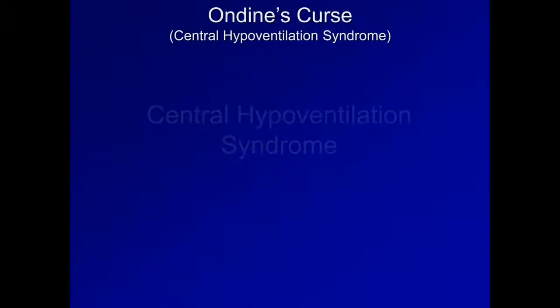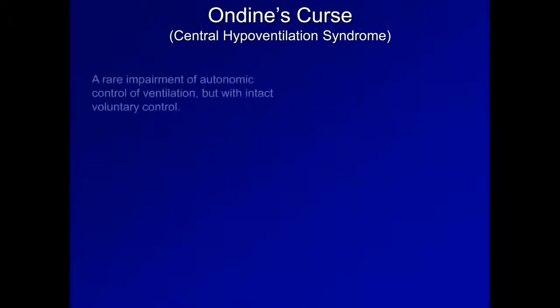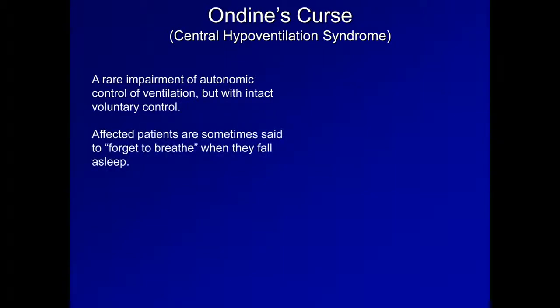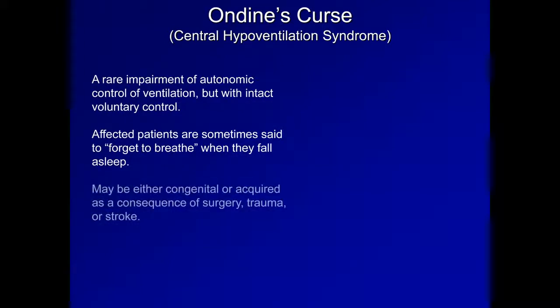I'd like to conclude this lecture with a brief discussion of the rare but historically interesting condition central hypoventilation syndrome, which is also known as Undine's curse. This is a rare impairment of autonomic control of ventilation, but with intact voluntary control. Affected patients are sometimes said to forget to breathe when they fall asleep. It's best described in its congenital variant, but it can also be acquired as a consequence of surgery, trauma, or stroke.